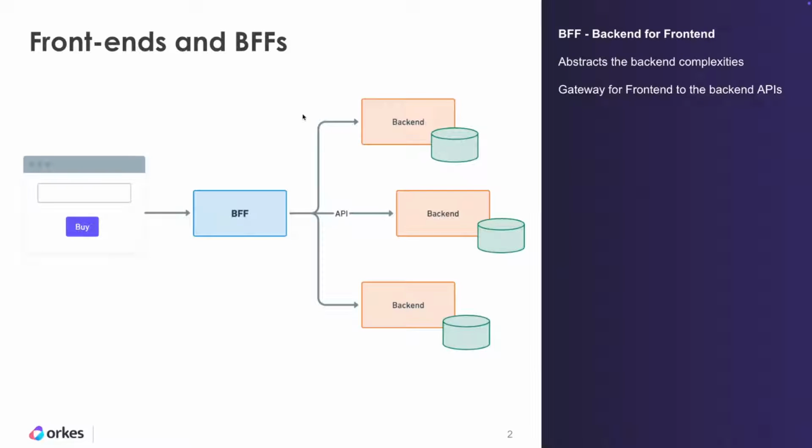Okay, so basically, backend for frontend is a way to abstract the backend complexity. A gateway for the frontend to the backend API. That means it's a way to abstract the flow of your API. So you have the backend here, and a way to abstract the flow of your API in a way which is easy to see, to explain, and to reason.